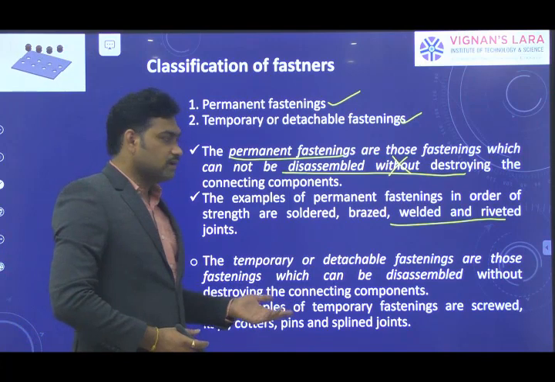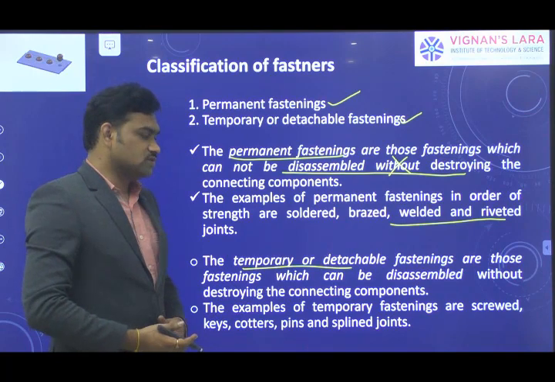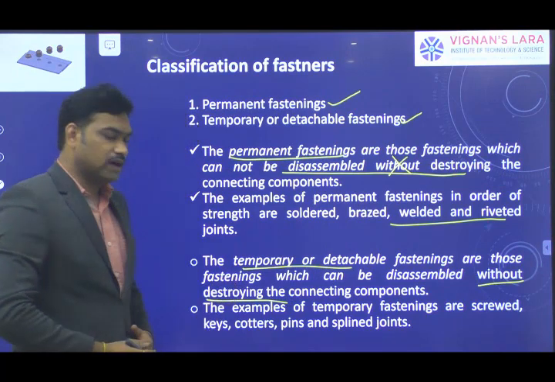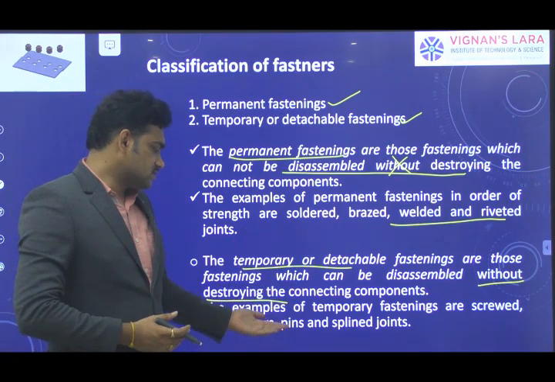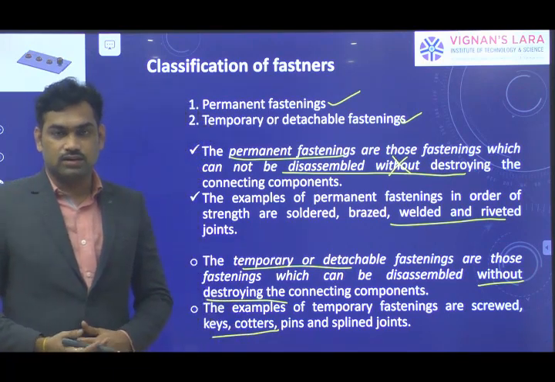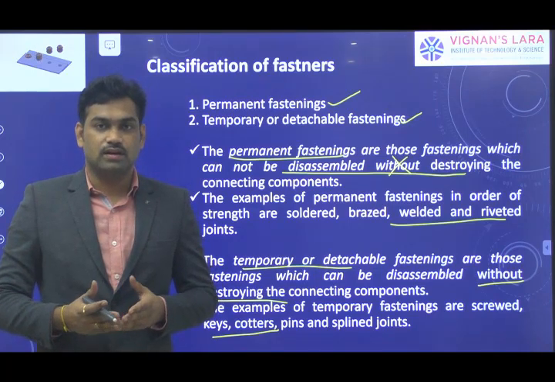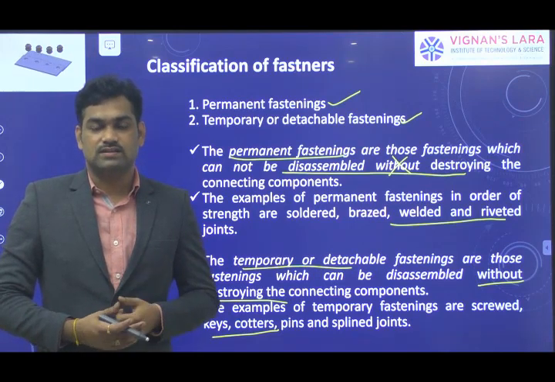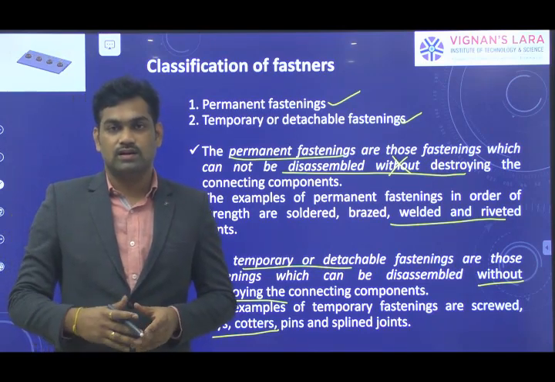Coming to temporary fasteners, or detachable fasteners, these are fasteners which can be disassembled without destroying the connecting component. The types of temporary fasteners are bolted joints, spindle shafts, quarter joints and keys. In your previous course, machine drawing, we drew different types of permanent and temporary fasteners like quarter joints and riveted joints.